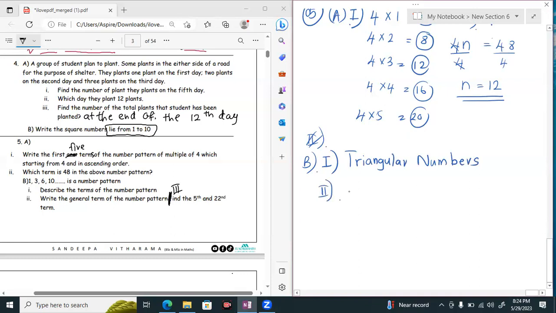The second one. Write the general term of the number pattern. It is very easy, no? General term. It is n times n plus 1 over 2.